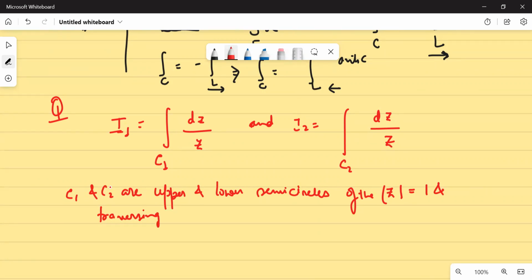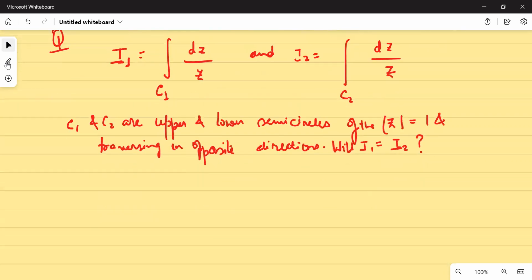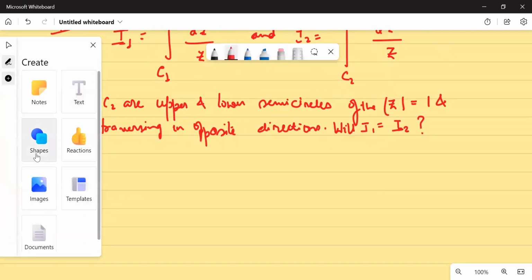That means if C1 is clockwise then C2 is anti-clockwise, and if C2 is clockwise then C1 is anti-clockwise, traversing in opposite directions. So this is not a closed curve in general. My question is, will I1 be equal to I2? I'm integrating I1 individually, I'm integrating I2 individually, and I'm just asking you whether I1 and I2 would be equal.